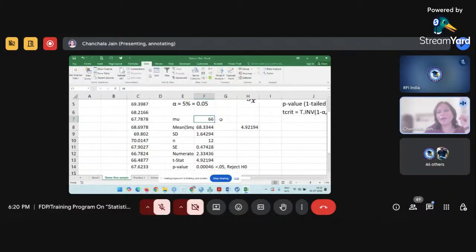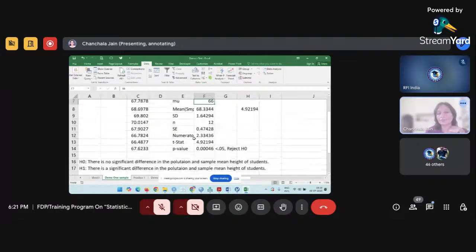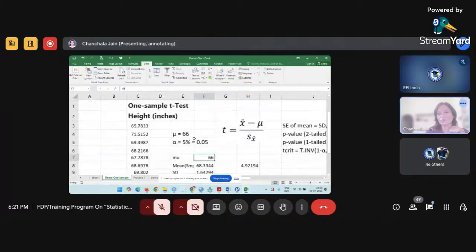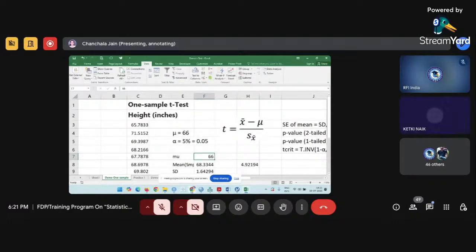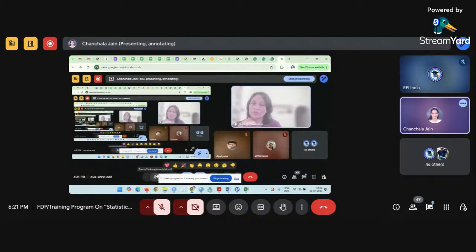Right? It means the mean height is differing when I'm comparing the sample and the population mean. If I need to conclude this result in a one-tailed form, I can compare the sample mean and the population mean. As the difference is there, I can say the population mean is less than the sample mean. Sample mean is 68.33, population mean is only 66, so the sample mean is greater than the population mean. Is it clear? Shall I proceed to the next?